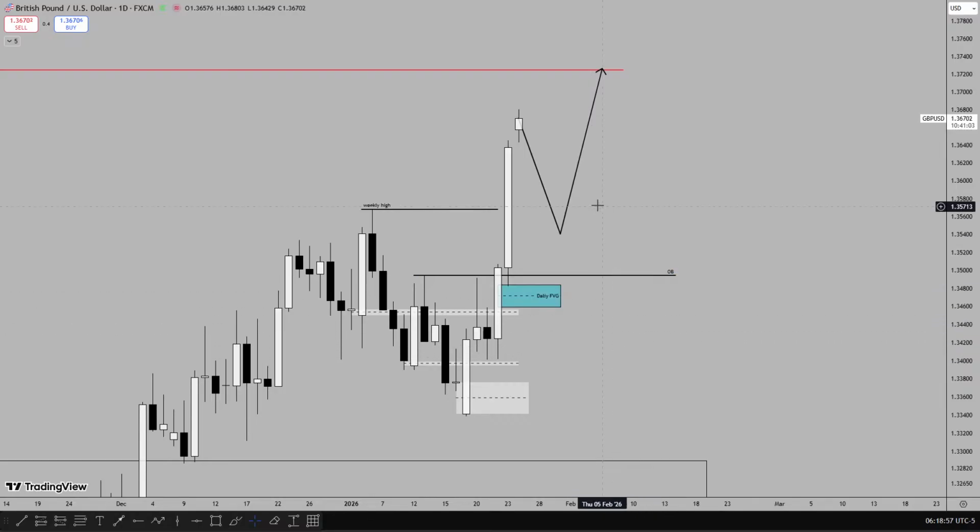So still the same idea, anticipating higher prices. We want to see price support from a daily point of interest to trade higher.